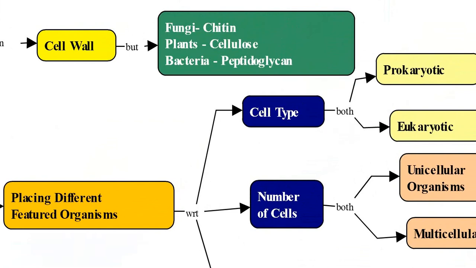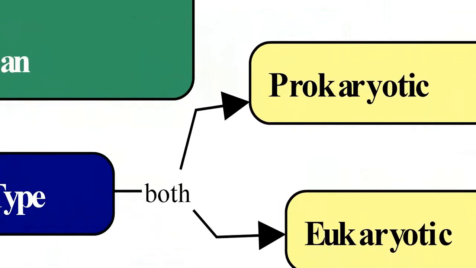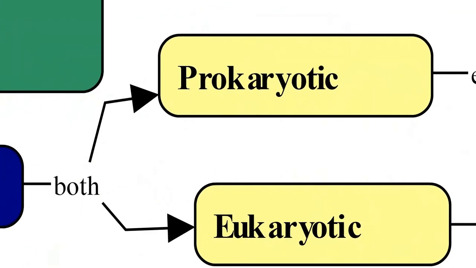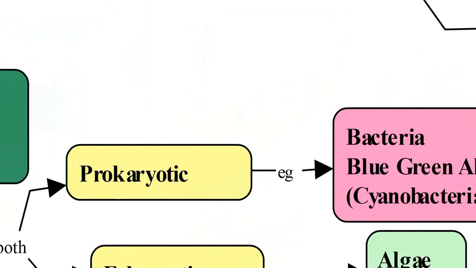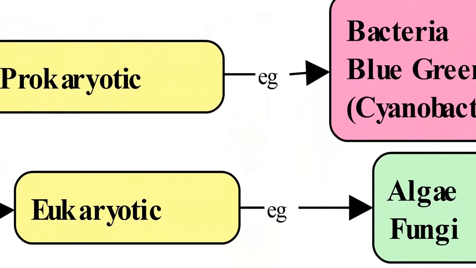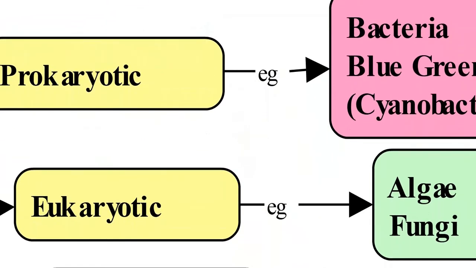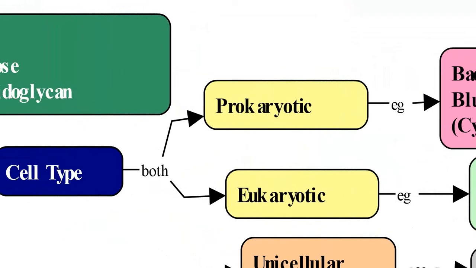For example, if you observe the same group, it includes prokaryotic as well as eukaryotic organisms. Bacteria and cyanobacteria are examples of prokaryotic organisms, while fungi and algae are examples of eukaryotic organisms. Even though the type of cell present in these organisms is different, he placed all of them under the kingdom Plantae.